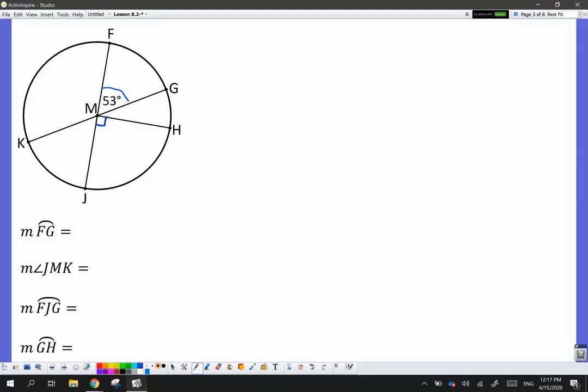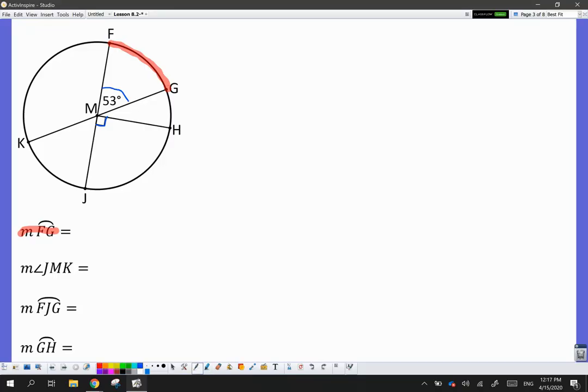So why don't we start with the first one, the measure of arc FG. And I want to identify where this arc is at first. So let's highlight this in red, and I'm going to find the arc FG here. Now I see point F and I see point G, so that must be my arc there. But just to verify, remember that a minor arc only has two letters in the name and a major arc has three. Since this is a minor arc, I know it's going to be less than half the way around the circle, which is what this piece is. So this must be minor arc FG.